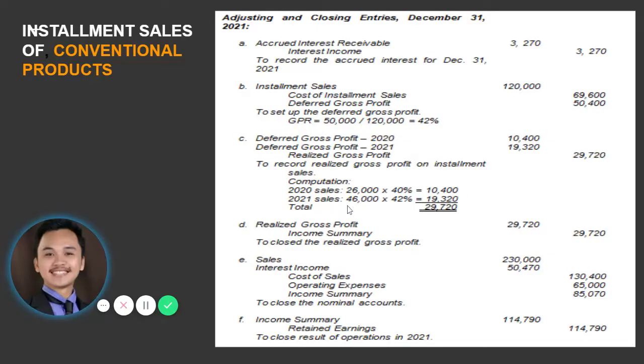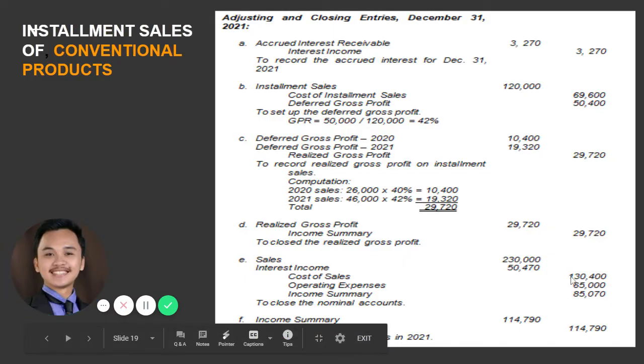And then we also have for our 2021 sales, we have 46,000. So where is that 46,000 coming from? That's actually from our down payment of 24,000 and our cash collection applicable for our principal of 22,000. So that is 46,000. Multiply it with the GPR for that year, 42%. So therefore, your total realized gross profit for that sale in 2021 will be 19,320, giving us a total realized gross profit of 29,720. Okay? That realized gross profit again will be closed to our income summary.